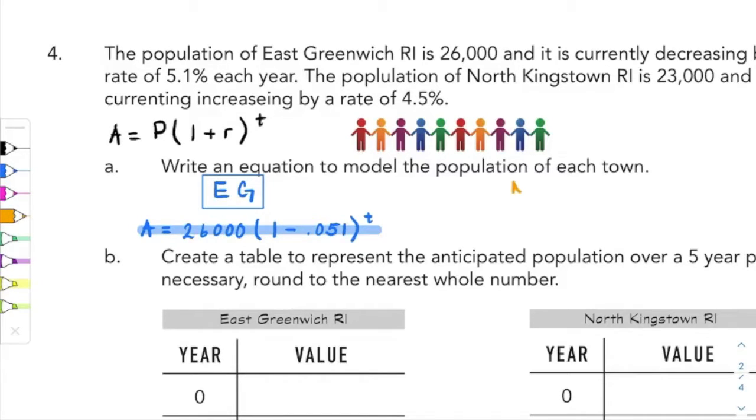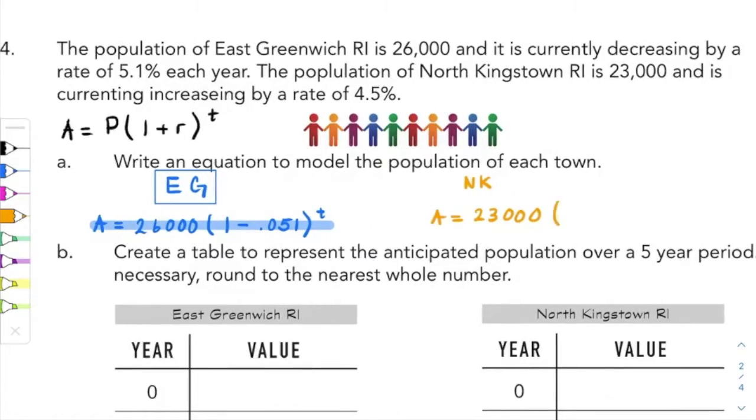Now for North Kingstown, using the same general formula, we're starting off with a population of 23,000. This population is increasing, so we use a plus sign. Our rate is going to be 0.045. And we still don't know the time for that one, so I'm using a variable of t for now.